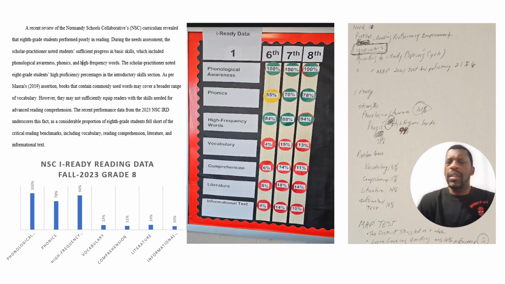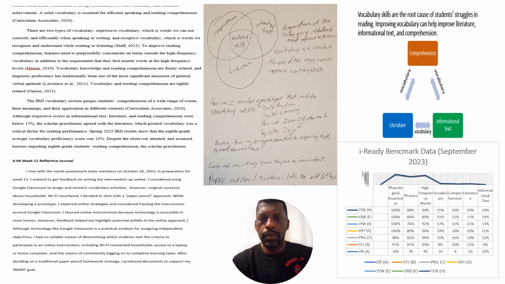The curriculum conundrum. The problem is, a recent review of the Normandy School Collaborative data indicated that students need to make more progress in reading comprehension. Students failed to make adequate progress in critical reading areas, including vocabulary, reading comprehension, literature, and information text.